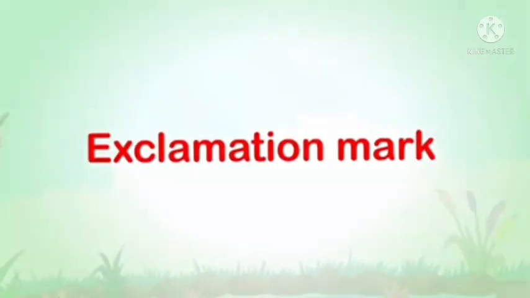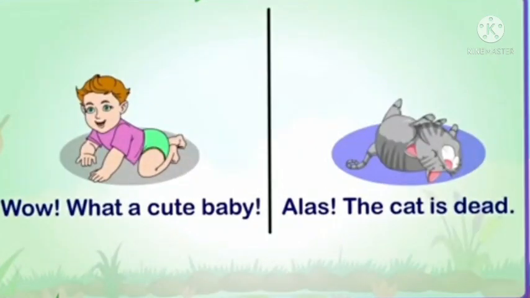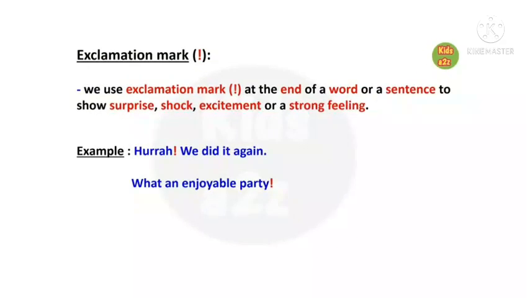Exclamation mark. We use an exclamation mark at the end of a word or a sentence to show strong feelings such as surprise, anger, or joy. See the example. Wow, what a cute baby! Second one, alas, the cat is dead! So we can use an exclamation mark at the end of a word or a sentence to show surprise, shock, excitement or a strong feeling. Here are the examples. Hooray, we did it again! Second one, what an enjoyable party!